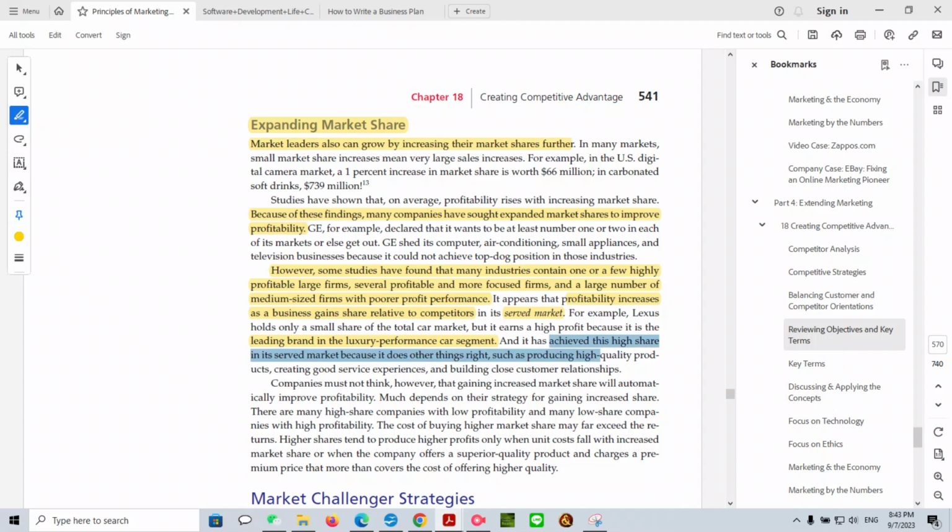Companies must not think, however, that gaining increased market share will automatically improve profitability. Most depends on the strategy for gaining increased market share. There are many high share companies with low profitability and many low share companies with high profitability. The cost of buying higher market share may far exceed the returns. Higher shares tend to produce higher profits only when the costs fall with increased market share, or when the company offers a superior quality product and charges a premium price that more than covers the cost of offering higher quality.